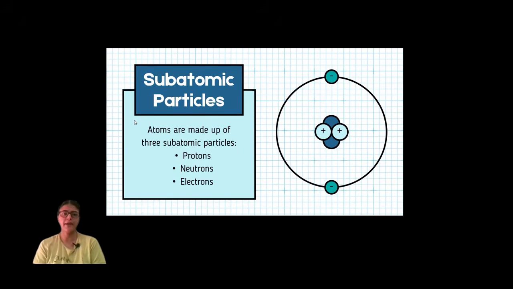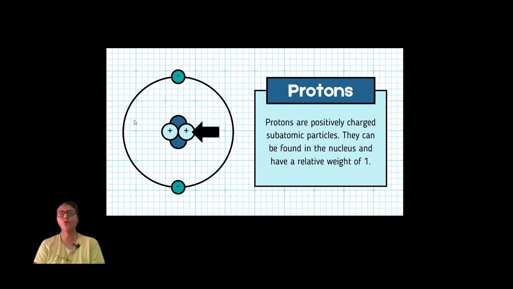Next, subatomic particles. Atoms are made up of three particles: proton, neutron, electron. You can learn in this form also, P, N and E. Now, first of all, read about the protons. Protons are positively charged. They have a positive charge. They can be found in the nucleus. Here we have already learned that inside the nucleus there is a positive charge and the electrons carry a negative charge. The weight of a proton is 1.